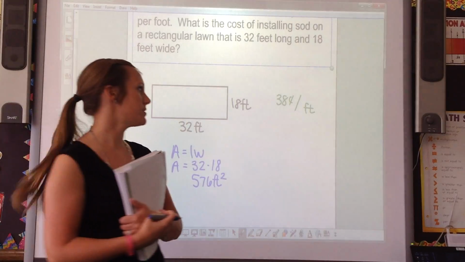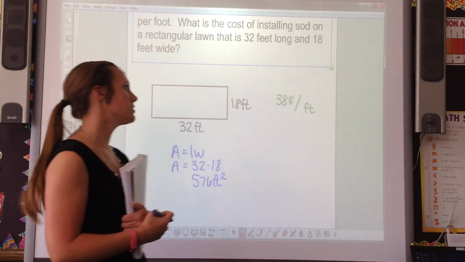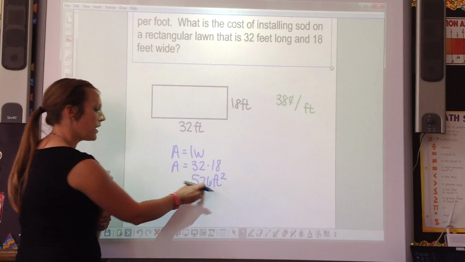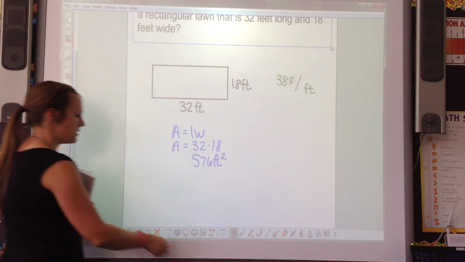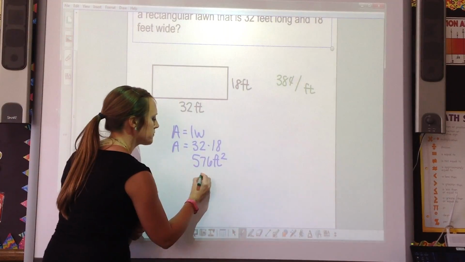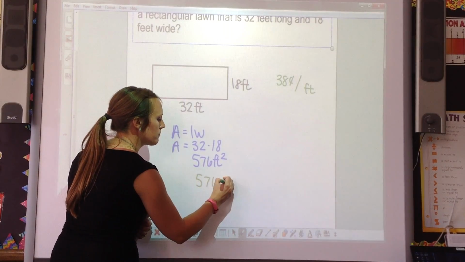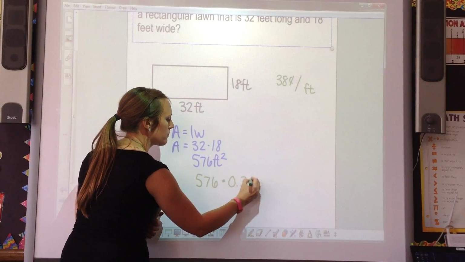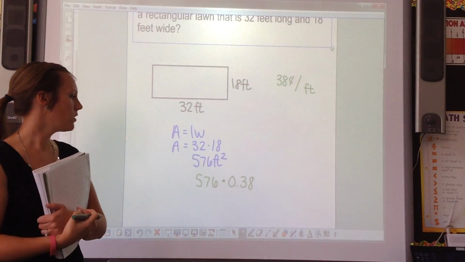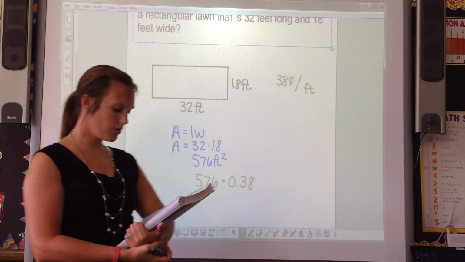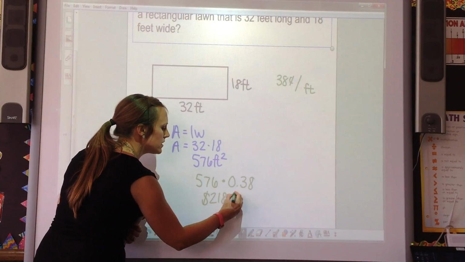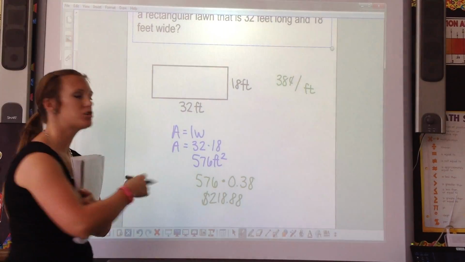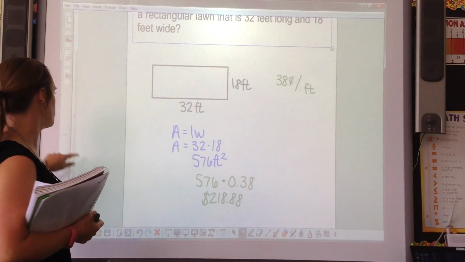Okay, our problem told us that each square foot costs 38 cents. So if I know there's 576 square feet, I'm going to multiply that by 38 cents. 576 times 38 cents is $218.88.